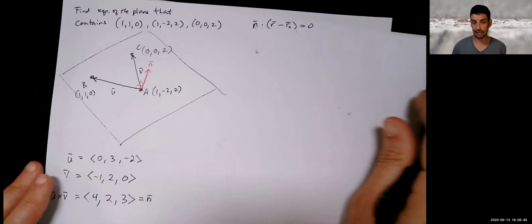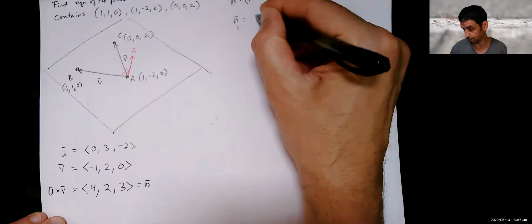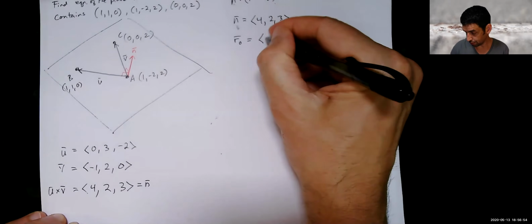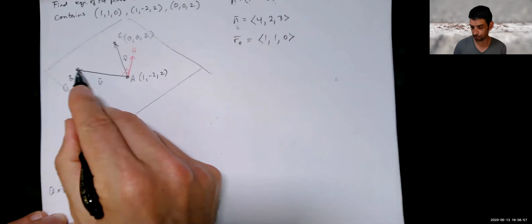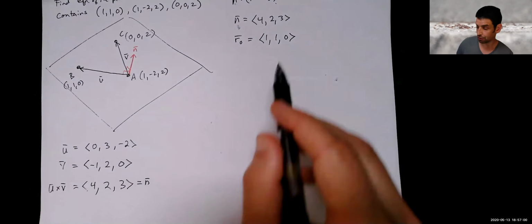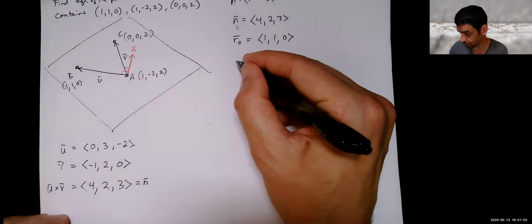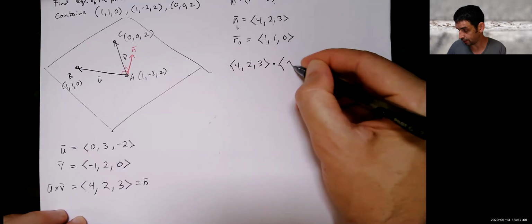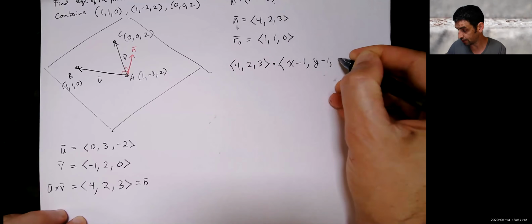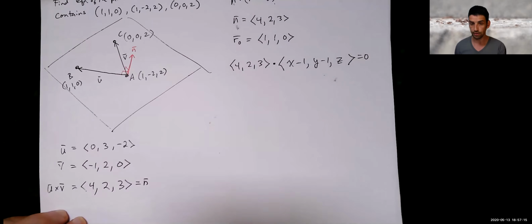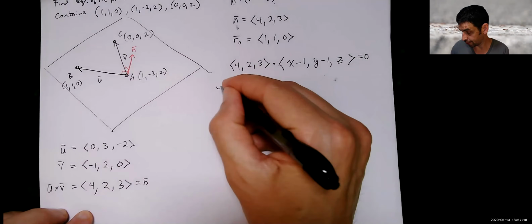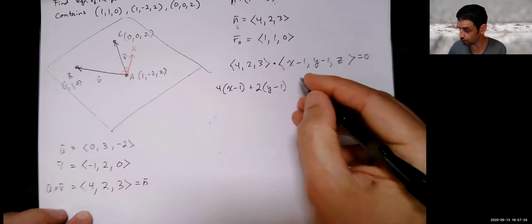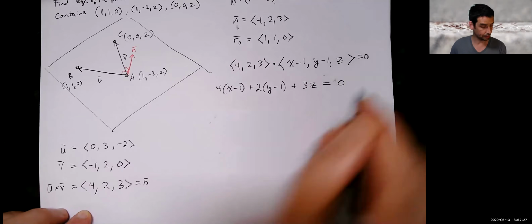Okay, so let's come up to our equation now. I've got n is equal to 4, 2, 3. I'm going to choose R0 to be equal to 1, 1, 0. So I just picked that point arbitrarily. And so now writing this equation looks like 4, 2, 3 dotted with x minus 1, y minus 1, z minus 0 equals 0, which if we write out looks like 4 times x minus 1 plus 2 times y minus 1 plus 3 times z equals 0.